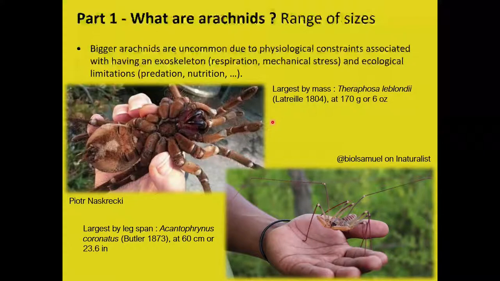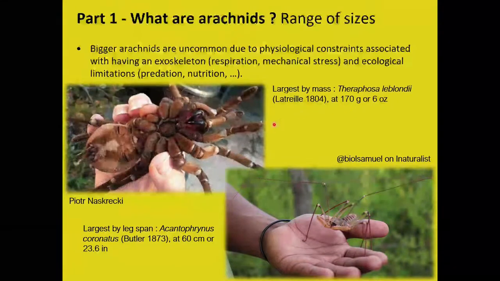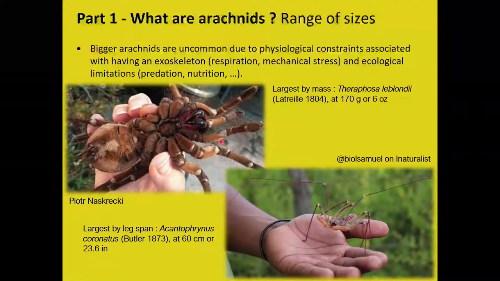The first spider peak, and it's a big one. So for the range of size, we'll go first for the bigger arachnids, the biggest arachnids we know of. You have the largest spider here, actually the largest arachnid by mass. It lives in tropical America, and it's also called the bird eater spider. It doesn't eat a lot of birds, but a big predator nonetheless.